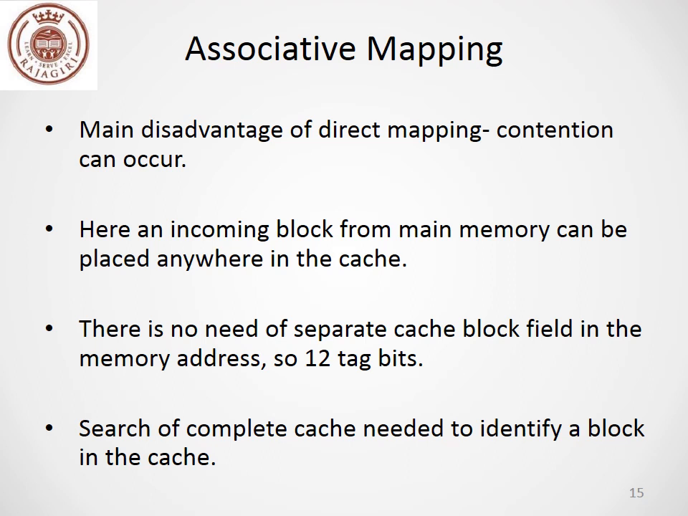Here the search of the complete cache has to be done in order to identify whether a block is there in the cache or not. That would be an issue of this method, but compared to the first method, there is no issue of contention occurring. That is, in direct mapping, even if there is free space available in the cache, some blocks which are mapped into the same cache block cannot come in. That issue is solved here. But instead, the problem here is that if I want to identify a block that is residing in the cache, the complete cache memory has to be searched.